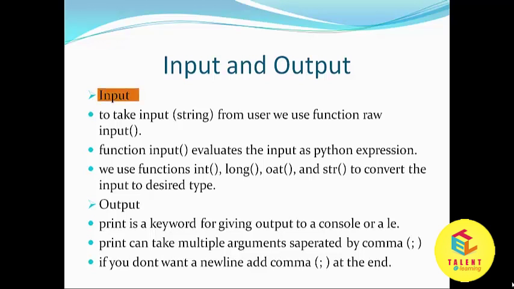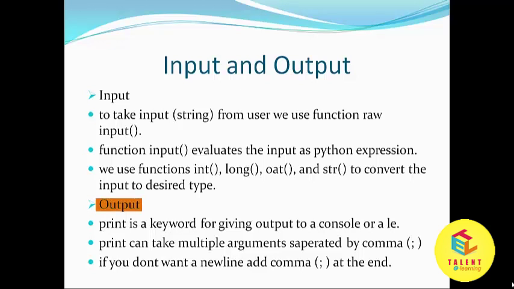First input. To take an input string from the user, we use the function raw_input. The function input evaluates the input as a Python expression. We use the functions int, long, float and str to convert the input to the desired type.